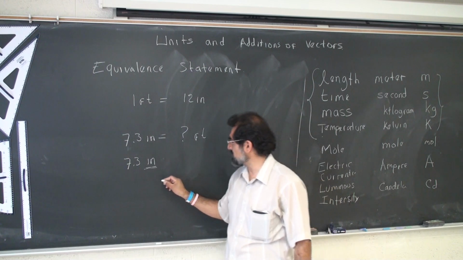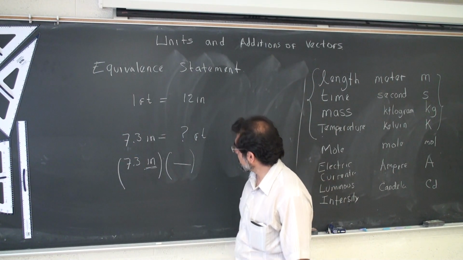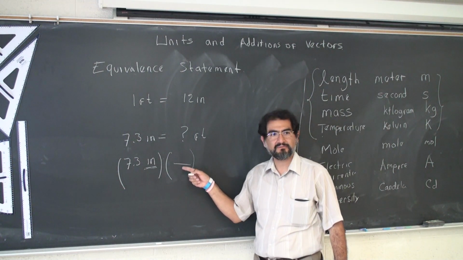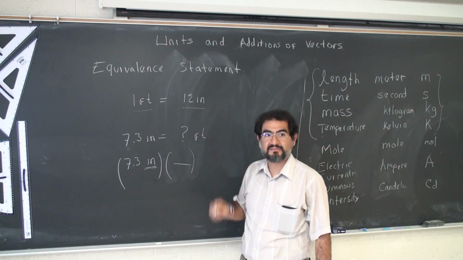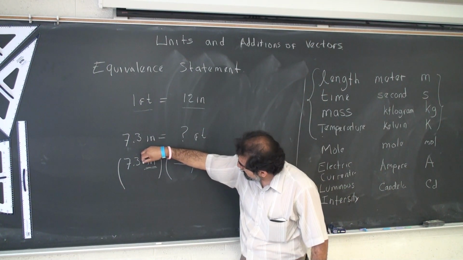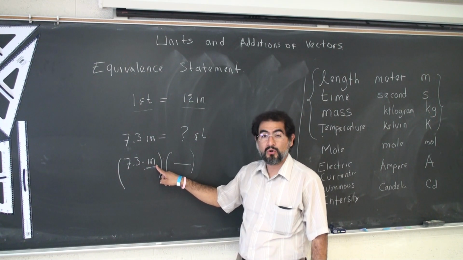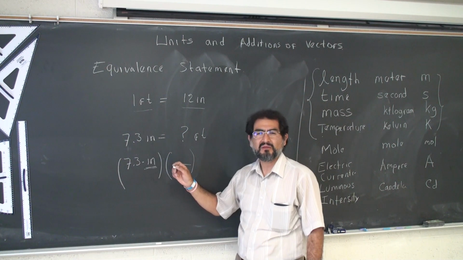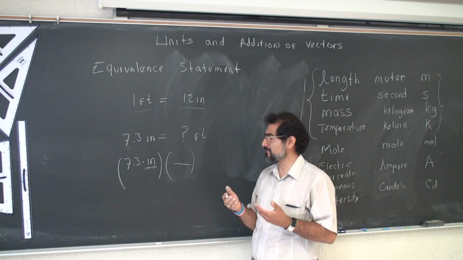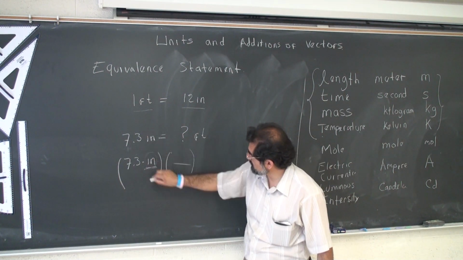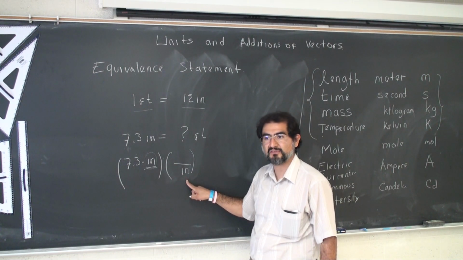We can do this transformation. I'm going to multiply times a fraction. This fraction is going to be obtained from the equivalence statement. Here, we never put it, but whenever we have one unit in front of one number, we have a multiplication. So the opposite of multiplication is division. So let's choose the same unit in the opposite, division, so that I can cancel that.